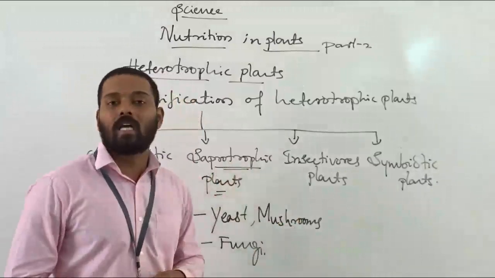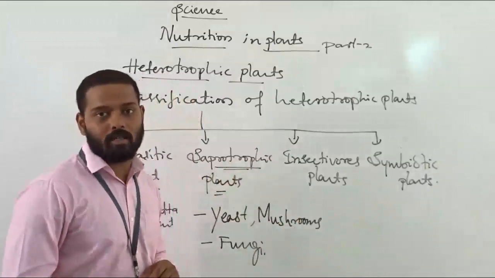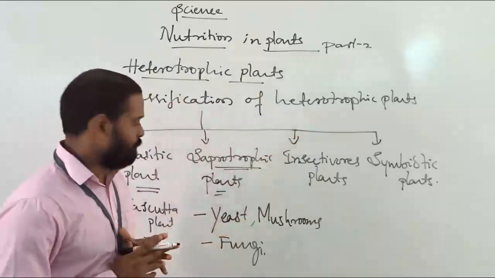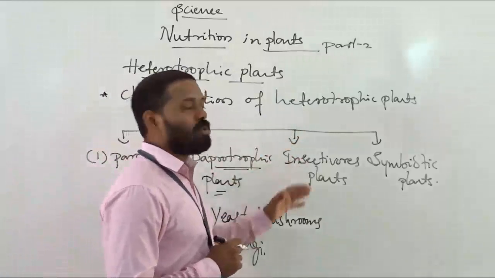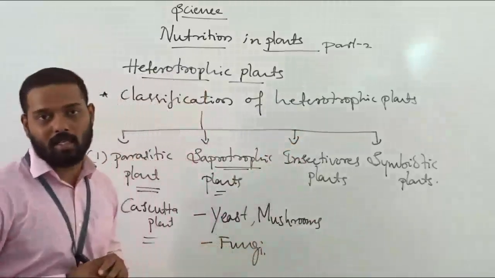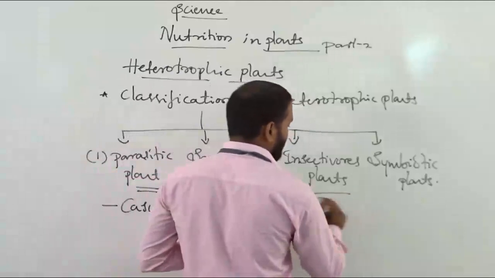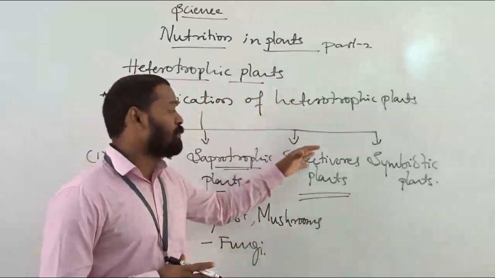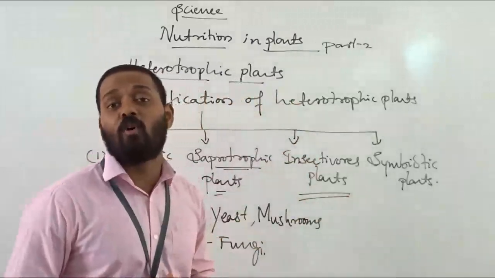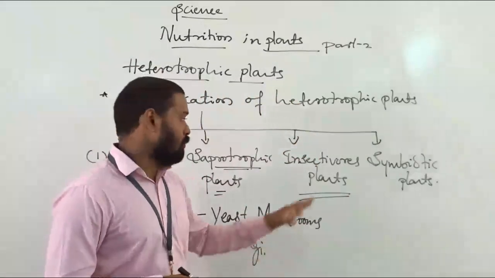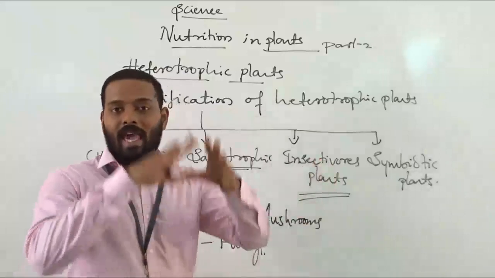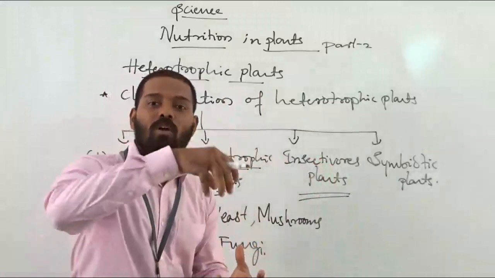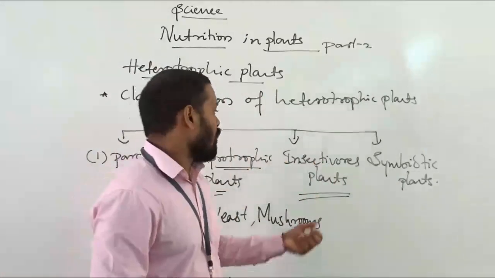These saprophytic plants you can also call non-green plants. This is also one of the examples of heterotrophic plants. After this we can move to the next, insectivorous plants. Insectivorous plants we can also call heterotrophic plants, because they depend on insects for food. So what do these plants do? They have sac-like structures in their body, and these sac-like structures are covered by a lid.